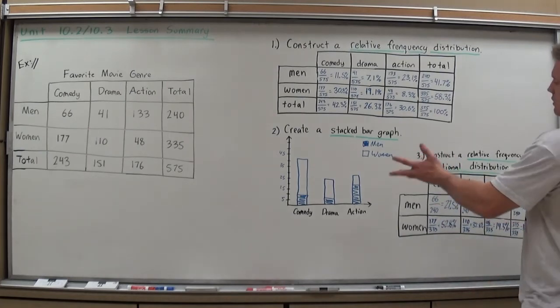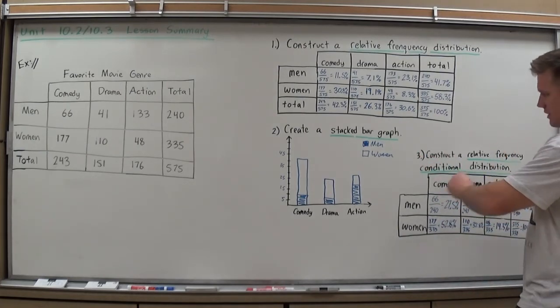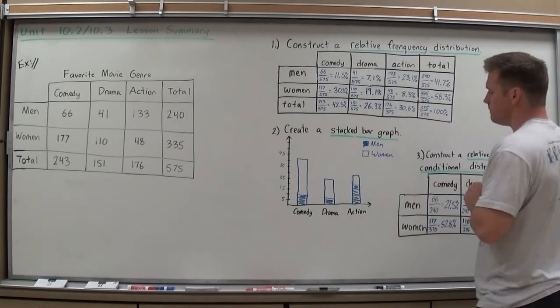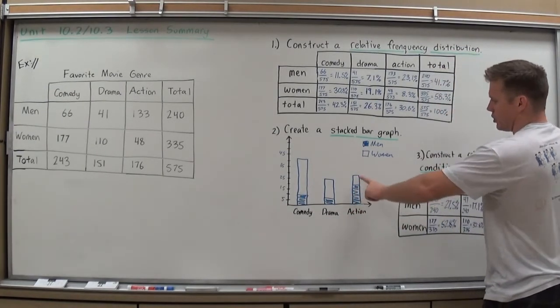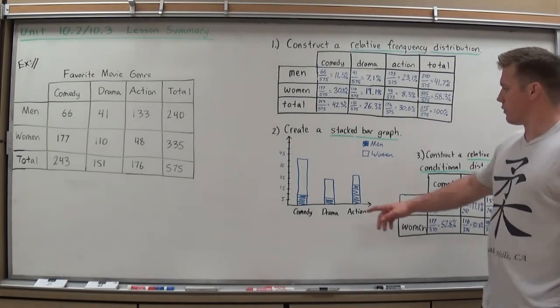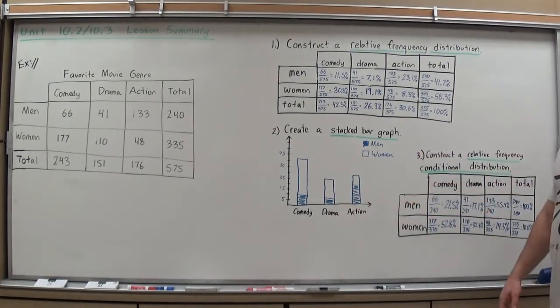And this kind of just makes it a little more clear. I can see based on the percents, the majority preferred comedy. Men, I can see preferred action the most. Women preferred comedy the most by the lengths of the bar. So it's just a little easier visually to see.